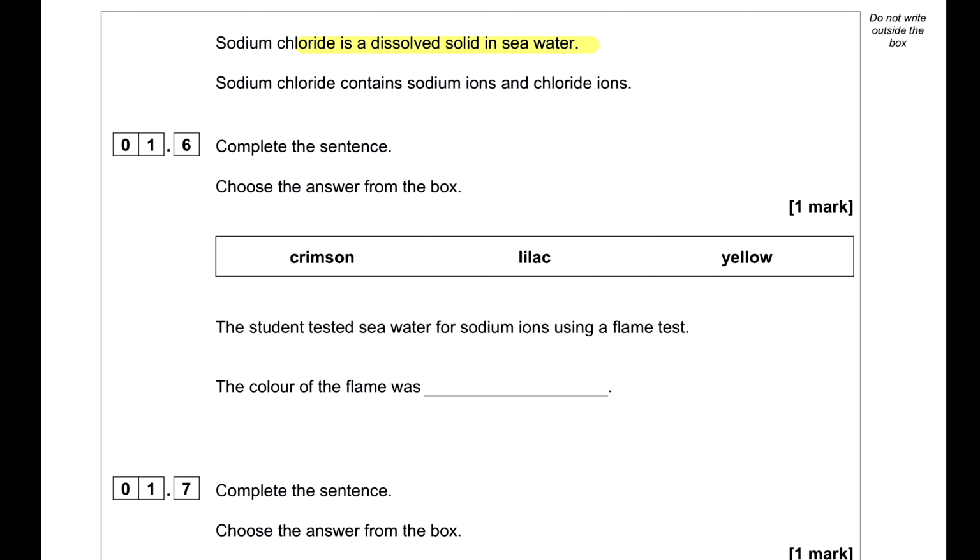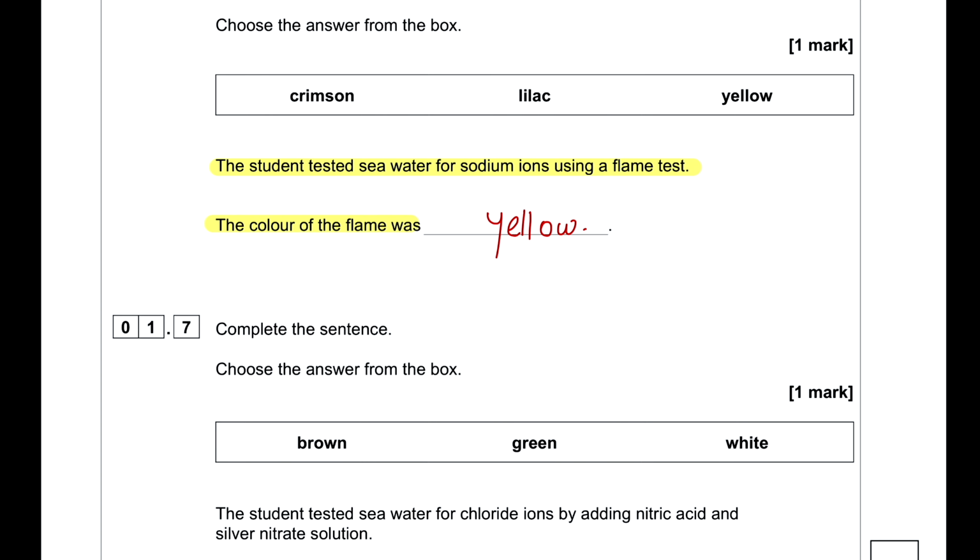Sodium chloride is a dissolved solid in seawater. Sodium chloride contains sodium ions and chloride ions. Complete the sentence. The student tested seawater for sodium ions using a flame test. The color of the flame was yellow. Sodium gives a yellow color, potassium gives a lilac color, and lithium ion gives a crimson color.